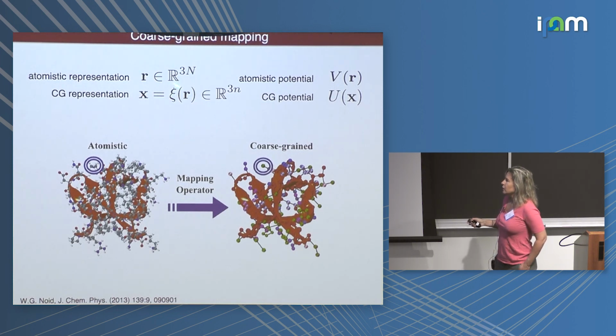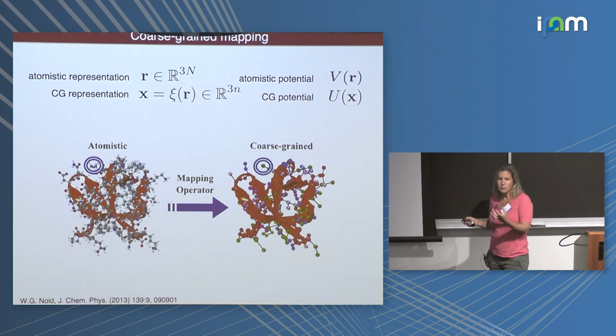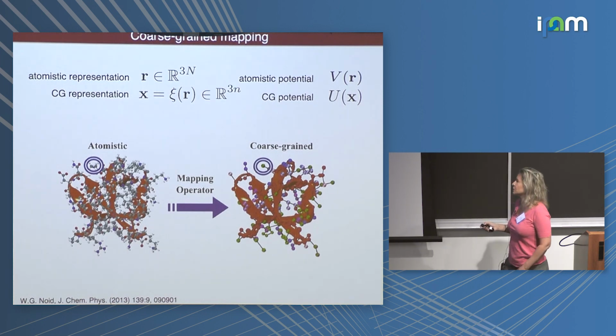Usually for this kind of model we use a linear mapping. So we use some linear combination of the coordinates of the atomistic representation to find the coordinates for the coarse-grained representation. For instance, we can take the center of mass of the atoms we are considering in a bead to be the effective interaction center for the coarse-grained bead.